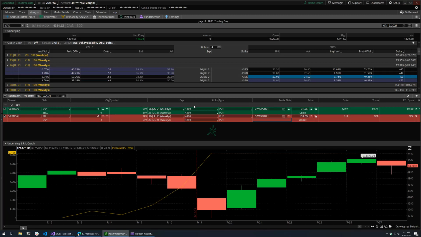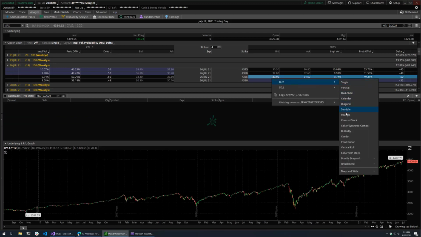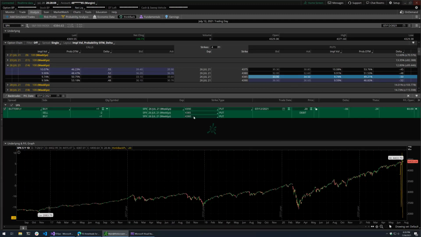So for instance, if we were to look at a butterfly, since we just talked about butterflies, that was over 200% return right there. If we were to look at a butterfly, there are all sorts of different butterflies you can do. I'm just going to do a standard broken wing butterfly, and let's make it easy and do them about 100 strikes apart. So this is a bearish butterfly.